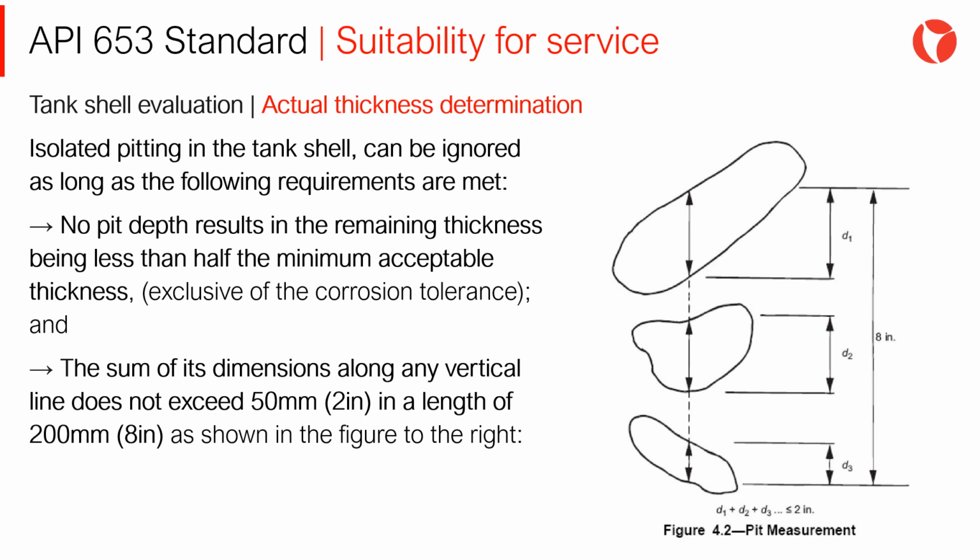Isolated pitting in the tank shell can be ignored as long as the following requirements are met. No pit depth results in the remaining thickness being less than half the minimum acceptable thickness, exclusive of the corrosion tolerance, and the sum of its dimensions along any vertical line does not exceed 50 mm in a length of 200 mm, as shown in the figure to the right.